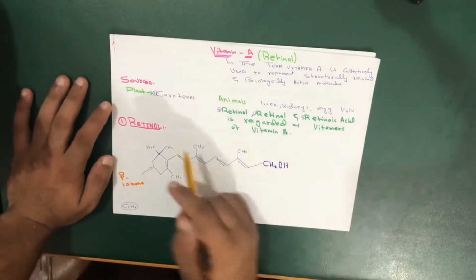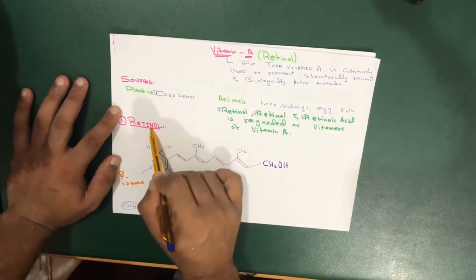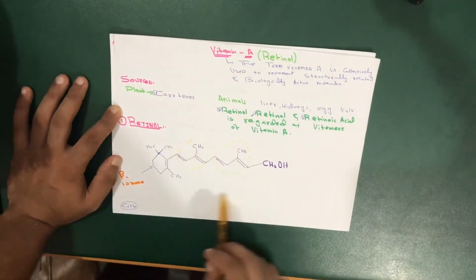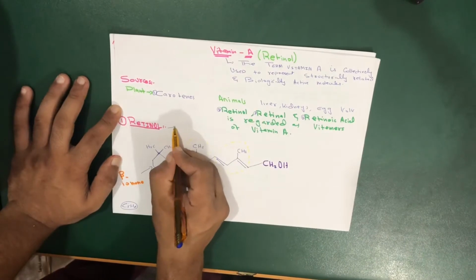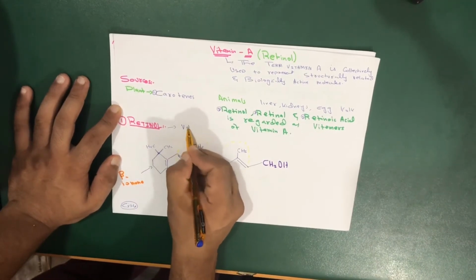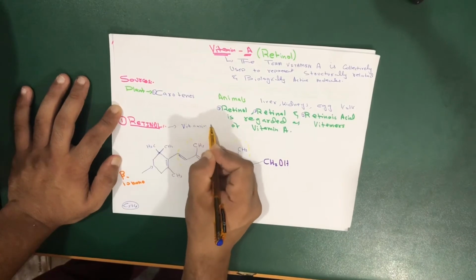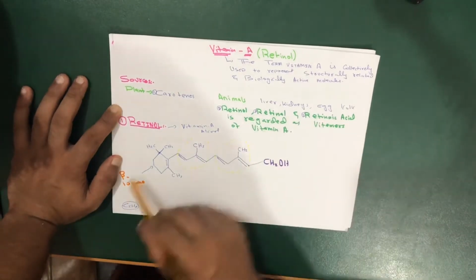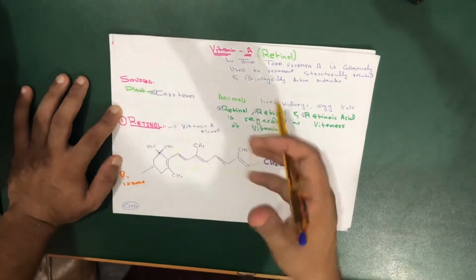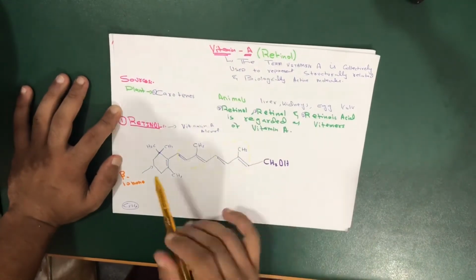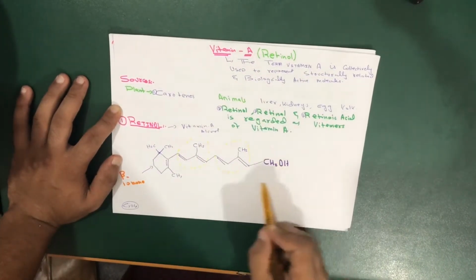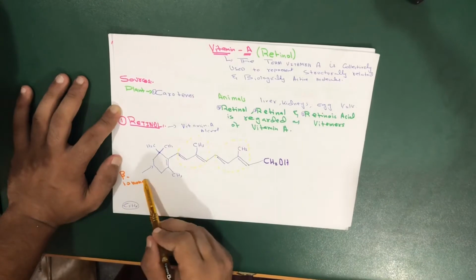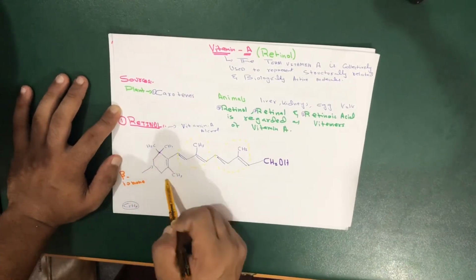Let's get started with the first structure, retinol. The word itself represents that it's an alcohol. This is the basic structure of retinol, which is also called vitamin A alcohol, because an alcohol group is present over here. If somebody asks you to discuss the structure of retinol, what would you say? Retinol is a primary alcohol having a beta ionone ring. So this is a ring which is called the beta ionone ring.